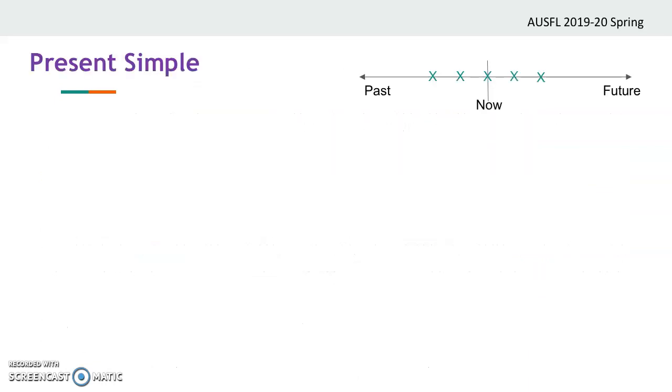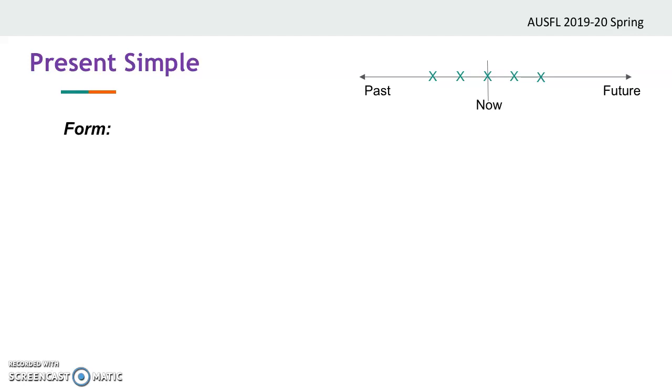Okay, let's begin with the present simple. Look at the timeline. Do you see something that happens once or more than once? The answer is more than once. We generally use the present simple to talk about regular activities, activities that happen again and again.